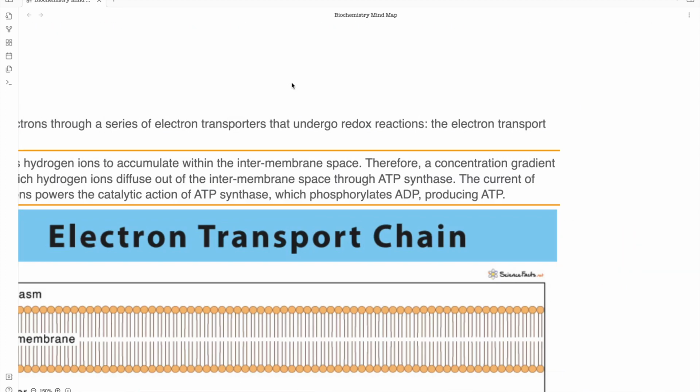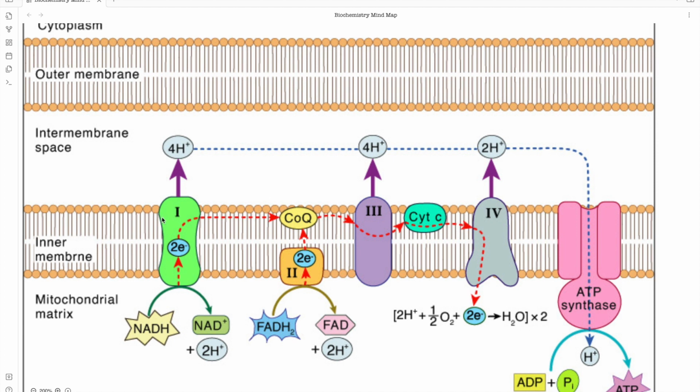So this is the overall view. You can see that this is complex 1. Complex 1, complex 3 and 4 are integral membrane proteins. Complex 5, ATP synthase, is also an integral membrane protein, but not complex 2. Complex 2 is rather a peripheral membrane protein, associated with the inner side of the inner mitochondrial membrane, meaning it is located on the mitochondrial matrix side. So there is a difference between complex 1 and 2: complex 1 can take up 2 electrons from NADH, and complex 2 can take up 2 electrons from FADH2. This is one major difference between complex 1 and 2.